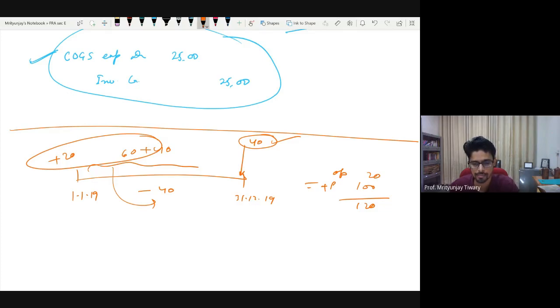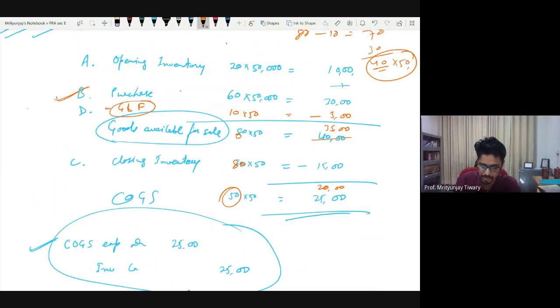Okay. So now my point is that no matter how late you purchase, if you have purchased it in this accounting period, it will get reflected here. ठीक है, समझ आया? Yeah, go ahead.